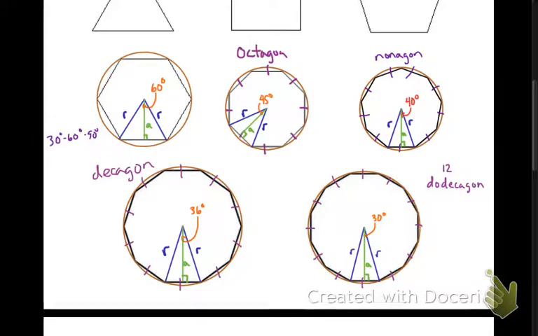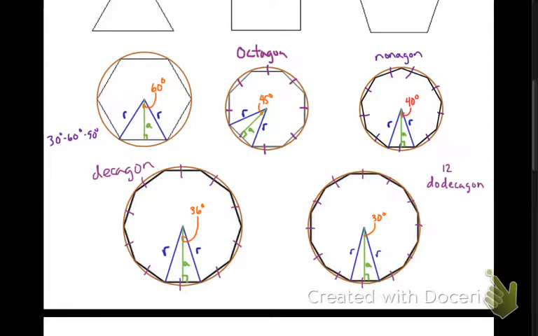What I'd like for you to keep in mind is the idea that if I know the area of this triangle right here, well, how many would there be going all the way around the circle? There are 10. So if I know the area of this triangle, multiply it by 10, you'd have the area of that decagon. If you know the area of this triangle up here on the octagon, times 8, that's the area.